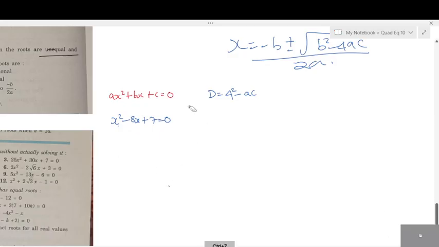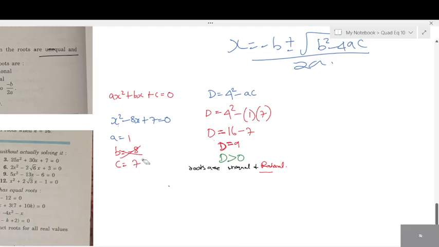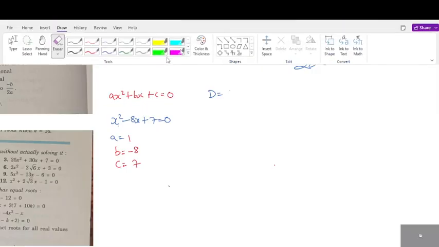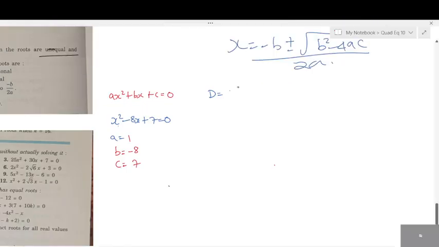You got 57? Okay, let me check. Tell me the formula, students. Once again, I don't know why I have written 4 square minus AC. What is the bracket value here? B square minus 4AC. So we use all three values.